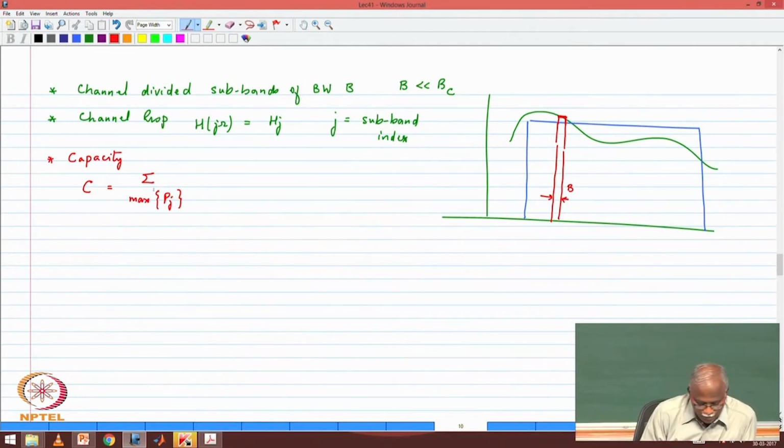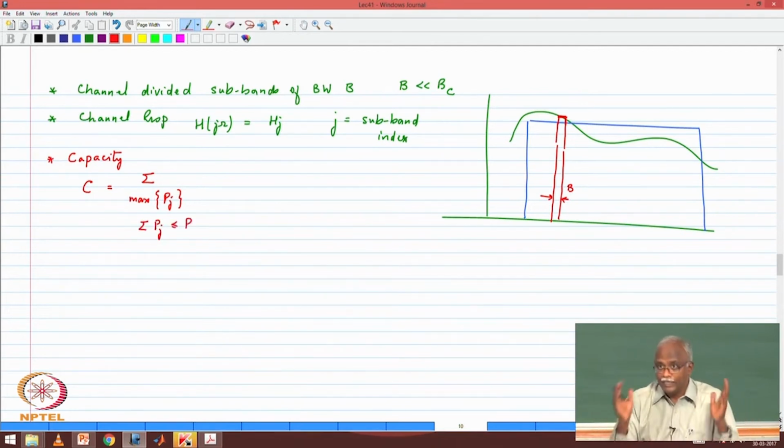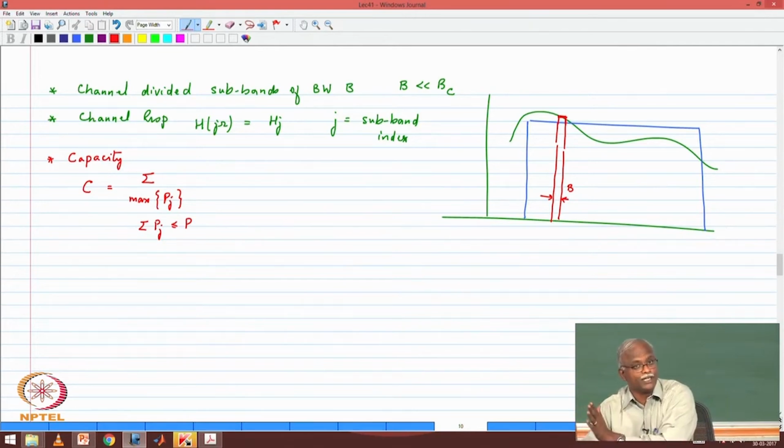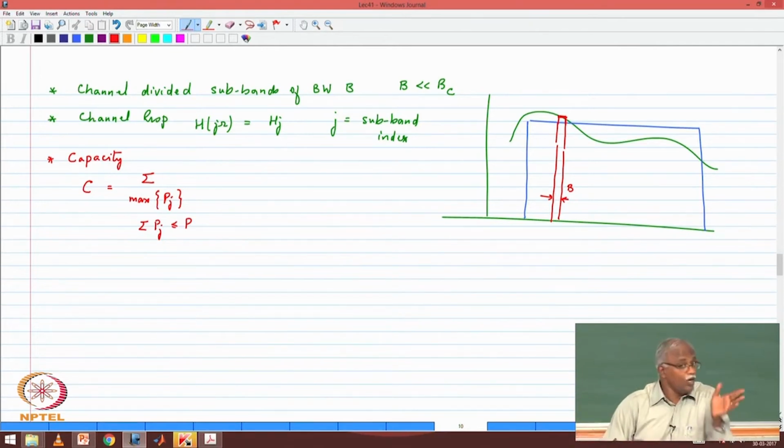So it's maximum over Pj, summation Pj less than or equal to P. There's a total power that I have for the transmission of the given signal, and I'm allocating it to different subbands, different power to different subbands. So the total power, not on an average level, instantaneously also has to be less than or equal to P. So notice that it's a slightly different formulation than the previous case, but it's good for us to write it down.